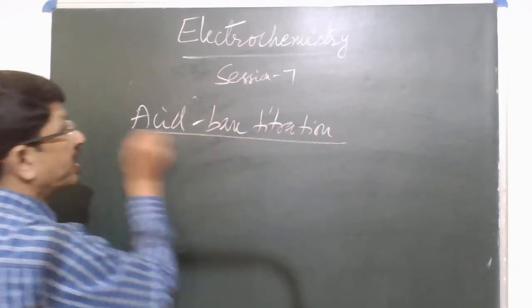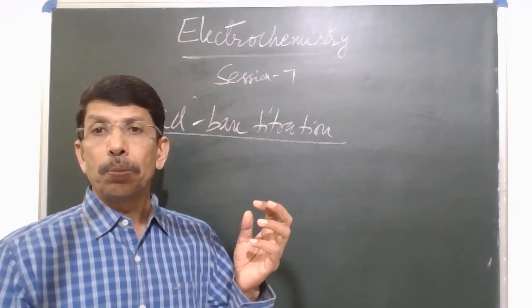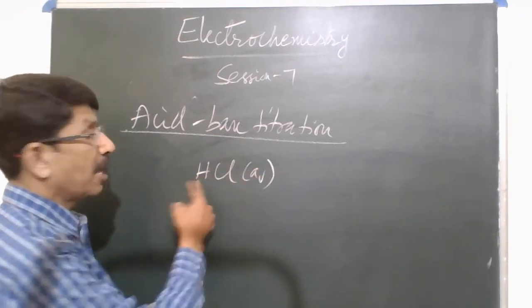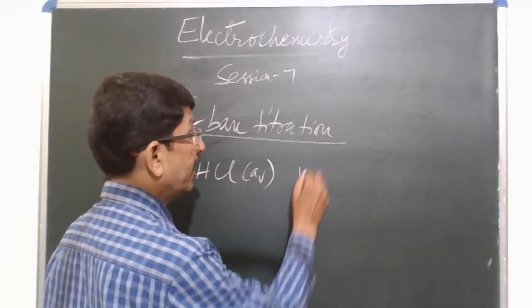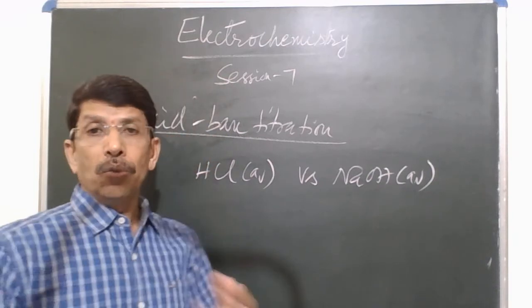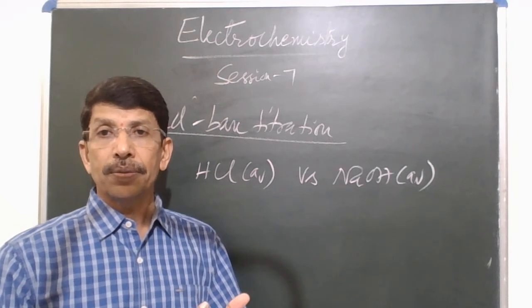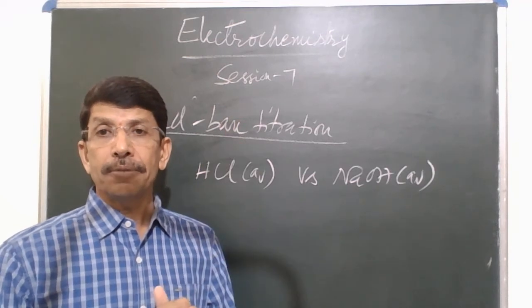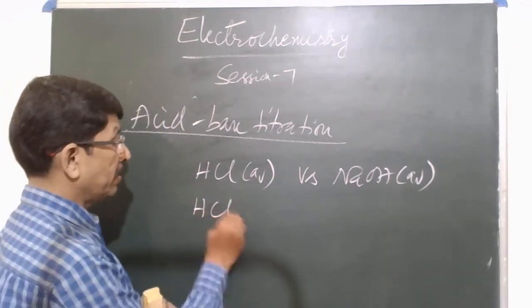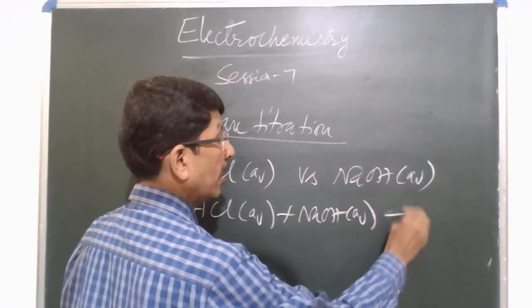Now let us discuss an acid-base titration performed by the potentiometric method. For example, let us consider the titration of hydrochloric acid solution against sodium hydroxide solution. We take about 20 ml, or a particular volume, of HCl solution in the beaker. Then NaOH is taken in the burette. As we add NaOH to HCl, what happens? The reaction that takes place here is that sodium chloride is formed.